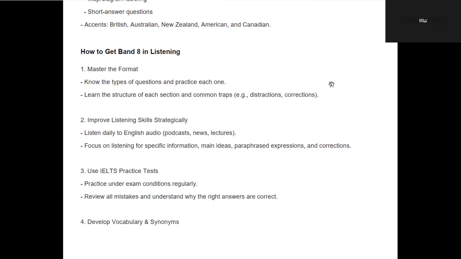Okay, how to get band 8 in listening or above? First of all, we are talking about listening, by the way. First of all, you have to master the format, like know exactly what to do. You have to know the types of the questions and practice each one. You have to learn the structure of each section and common traps, distractions, corrections, and so on.